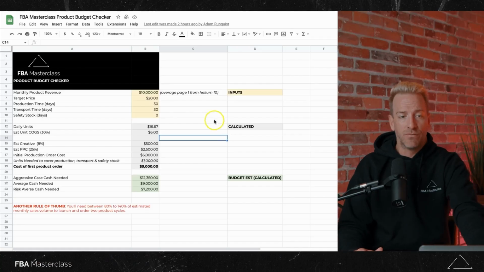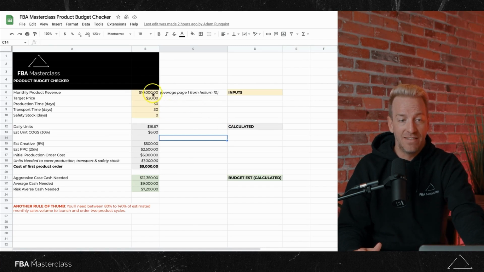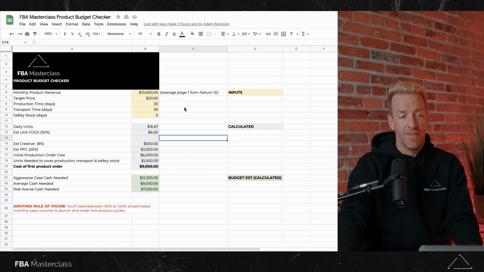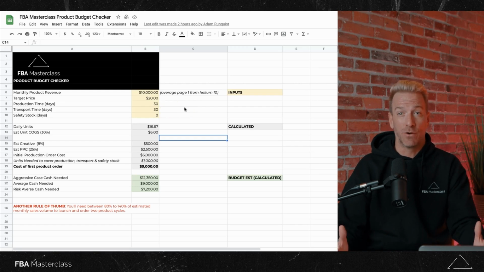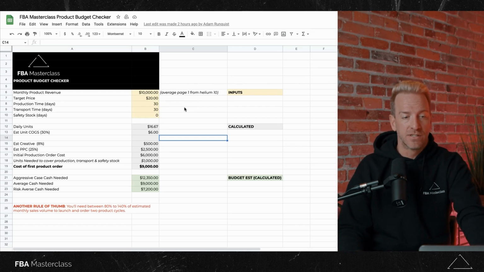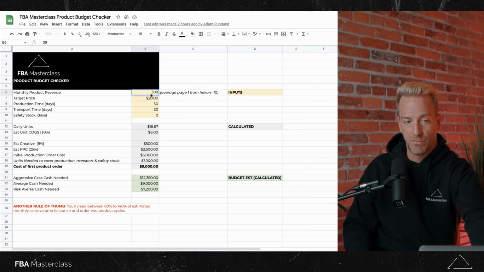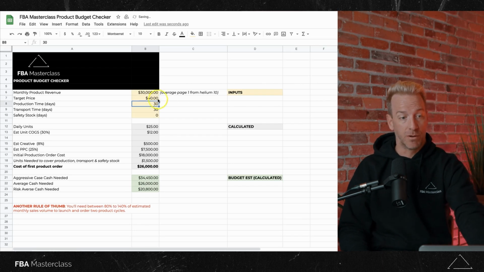So all you need to do for this particular spreadsheet is, anything in yellow here for the inputs, you're just going to input those yourself. And then the rest of the items are going to calculate, or you can edit as needed. So let's say as an example, we wanted to sell a product that was doing $30,000 a month. So we put in 30,000 there. And let's say that this product is going to be a $40 product in terms of target price.